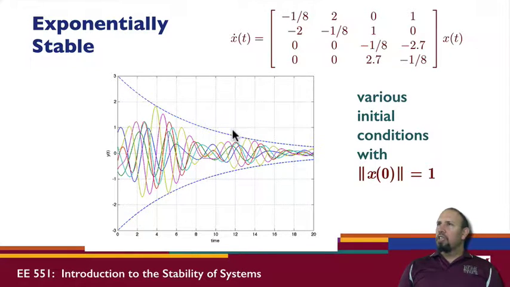Before, when I showed the ball of initial conditions and the responses associated with those, I had a system that was stable in the sense of Lyapunov, but it was not exponentially stable. This one clearly is exponentially stable. There's an envelope that I stay within.